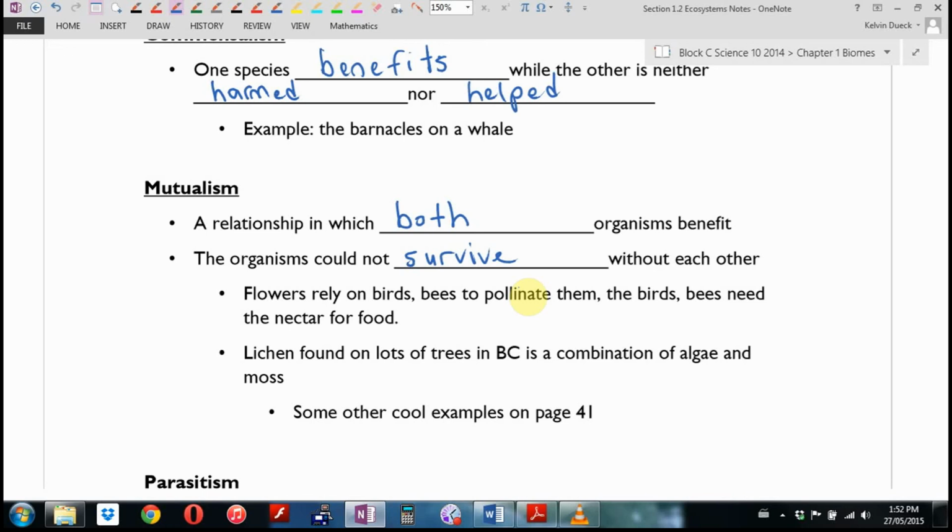One very cool one, lichen, which grows on lots of trees in BC, it turns out is actually a combination of two different species, algae and moss, and they come together and help each other out. I think the moss processes the nutrients from the ground, and I think the algae processes the photosynthesis, and I think they share them back and forth. If one dies, the other one can't feed itself any longer.